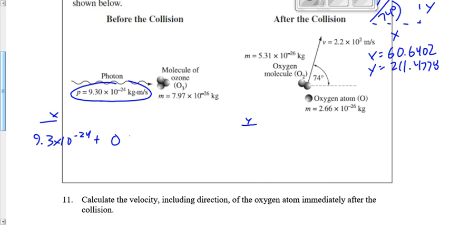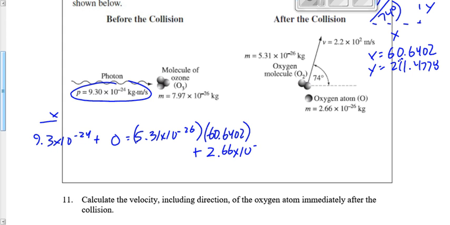plus the mass of the oxygen, which equals, I should say, the final momentum: the mass of the oxygen times, you guessed it, the x component of the final velocity of the oxygen, 60.6402, and then we add to that 2.66 times 10 to the minus 26 times Vf.